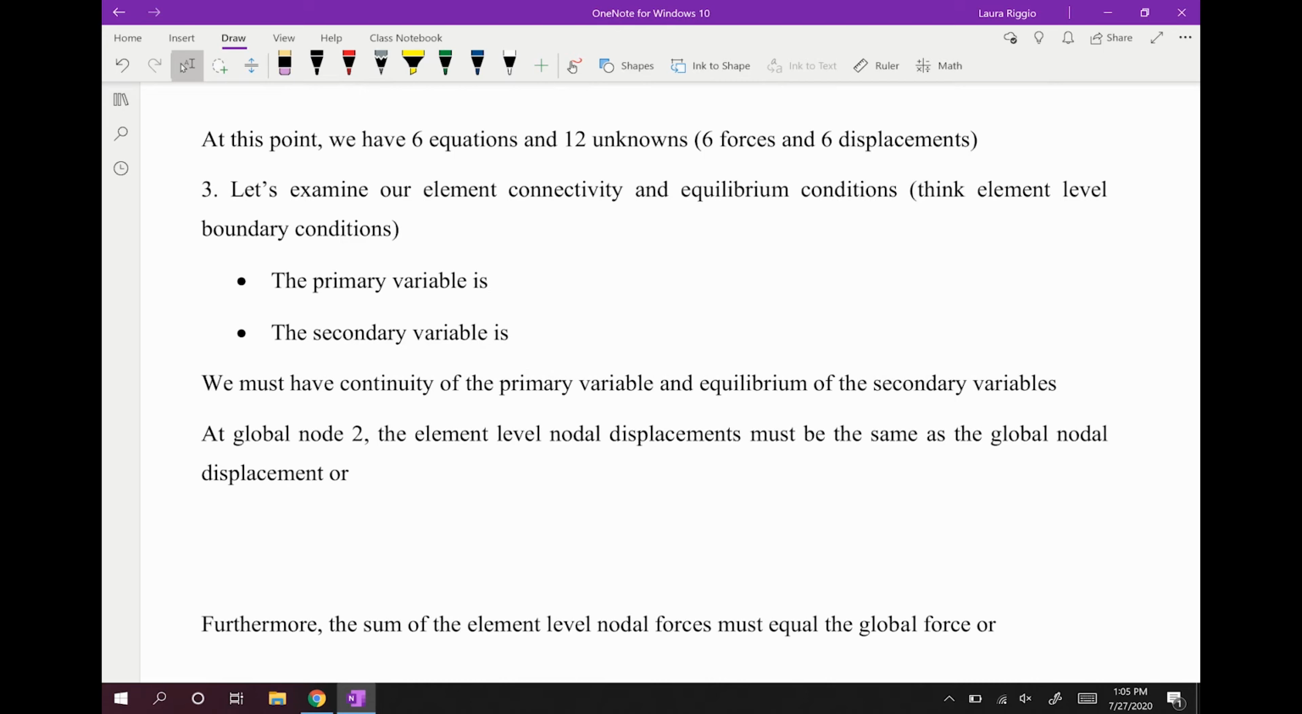So now we're going to look at things in the big picture. If we look at the big picture, we have some connectivity, and the connectivity is really some element level boundary conditions. So they're how things are related and connected. Our primary variable in this case is our displacement, and our secondary variable is our force.